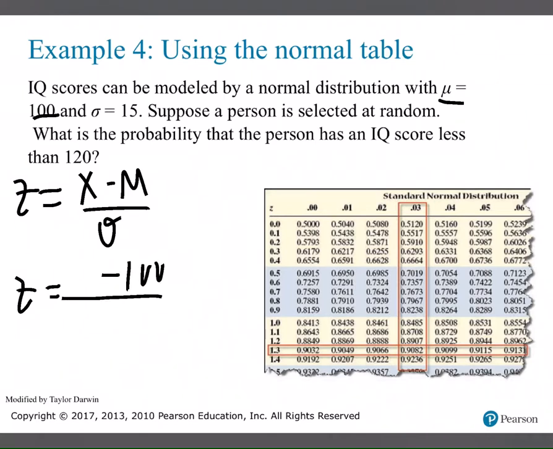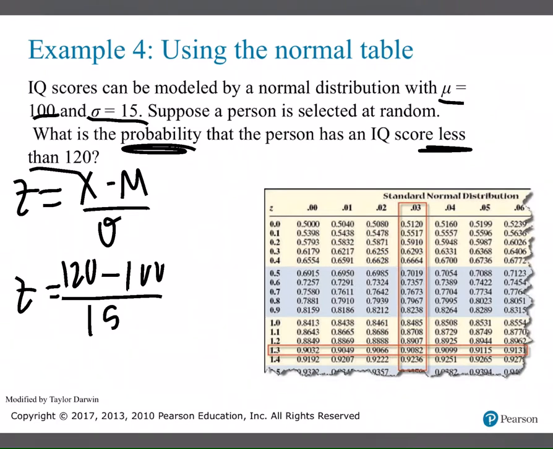And it tells us that sigma is 15. So the only value that we don't have is our random variable x. That random variable x is the number that you're curious about, the number that your problem cares about. In this case, it's what's the probability, aka we're using this chart, that a person has an IQ score less than 120. So that 120 is your x. It's the score that you care to know more about.